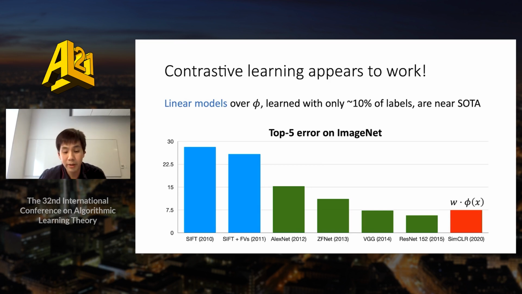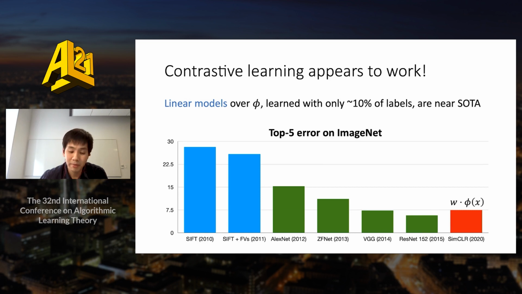Contrastive learning has been rather successful in a number of application domains. For example, when the contrastive learning method called SimCLR is applied to unlabeled ImageNet data, we get a feature map on top of which linear classifiers achieve near state-of-the-art performance for the ImageNet classification task. Moreover, these linear classifiers needed only around 10% of the labeled data to be effectively trained, so the hopes of semi-supervised learning are realized in this case.